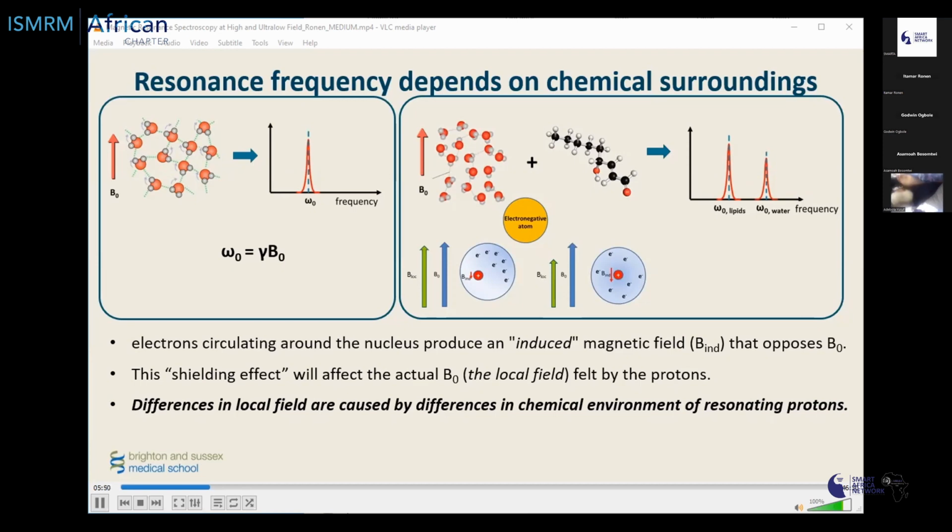So we have a small difference in the so-called local magnetic field that is caused by differences in the chemical environment, and those differences create tiny differences in the resonance frequency that those protons, in this case in lipids and in water, feel, giving rise to two distinct resonances, or distinct resonance frequencies.